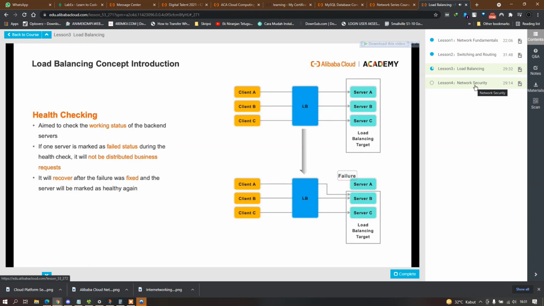Okay. And the next one is that if one server is marked as failed status in the health checking, it will not be distributed business requests. So this is easy to understand. A failed server should not continue to receive business requests. And then the last part is that if the failed server recovers after the failure is fixed, the server will be marked as healthy again, and then the load balancer will continue to distribute business requests to the recovered server. So this is how health checking works.